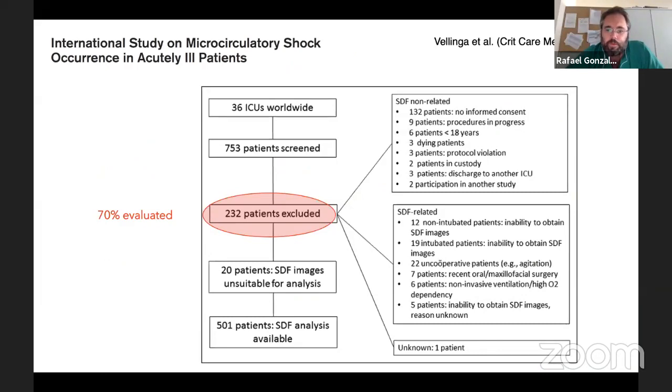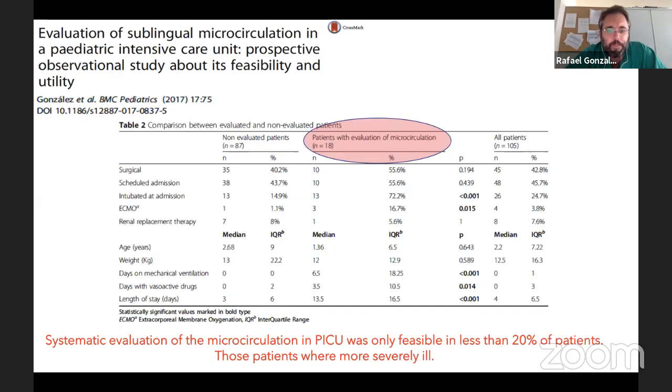But we have to go back to a question that is very important. Can we really perform microcirculatory evaluation in every patient we are treating? This study in adults is a multi-center study. They could only evaluate 70% of patients in the ICU, and in some of them it was due to the condition of the patients.